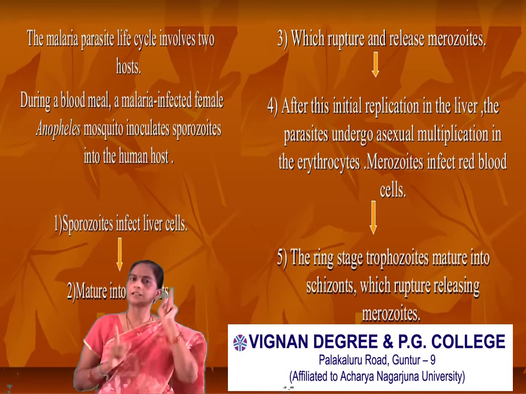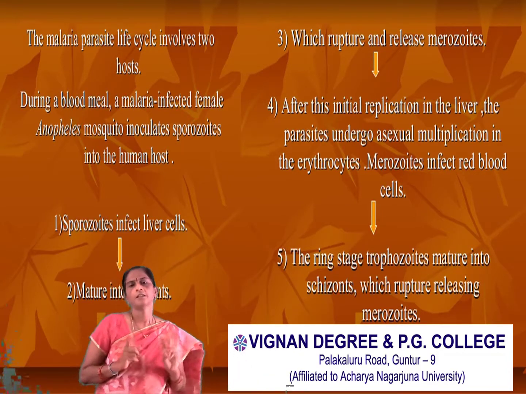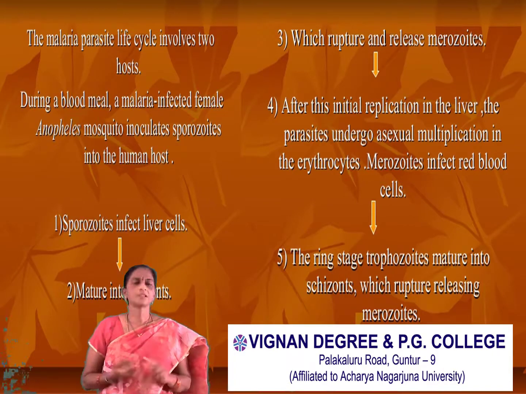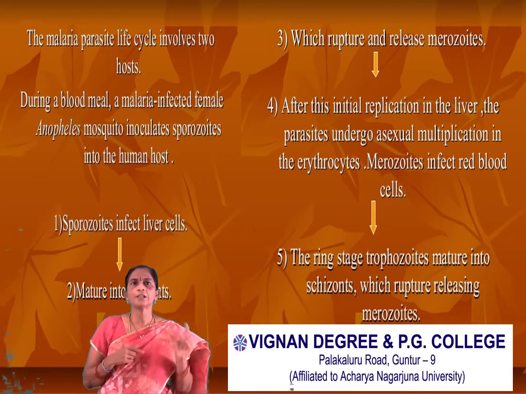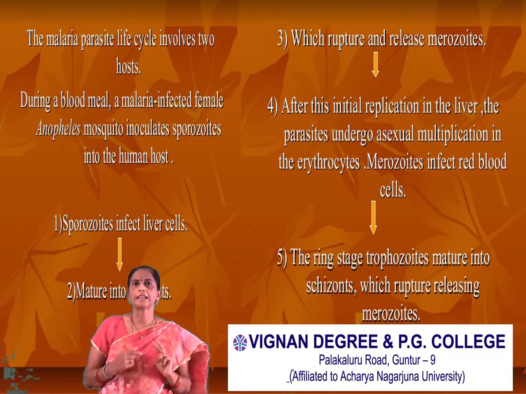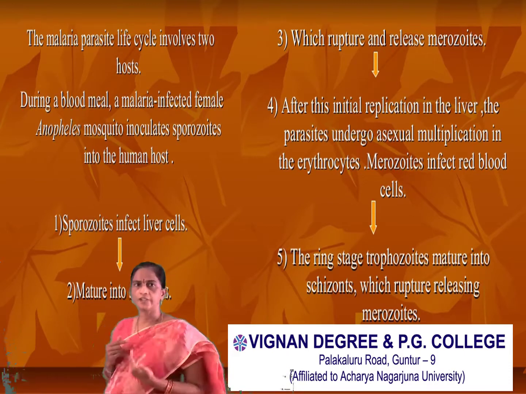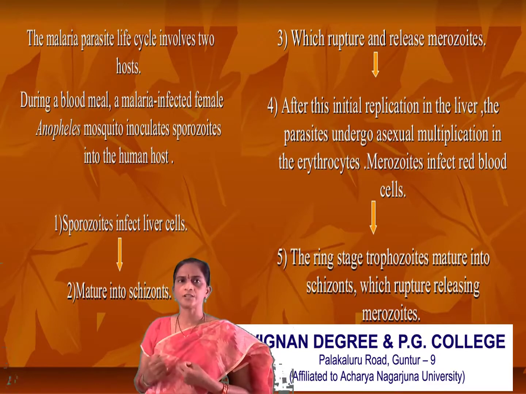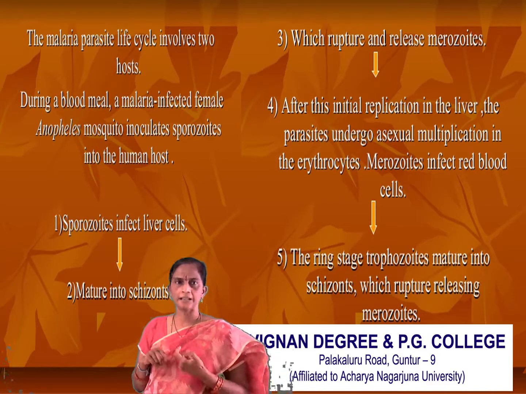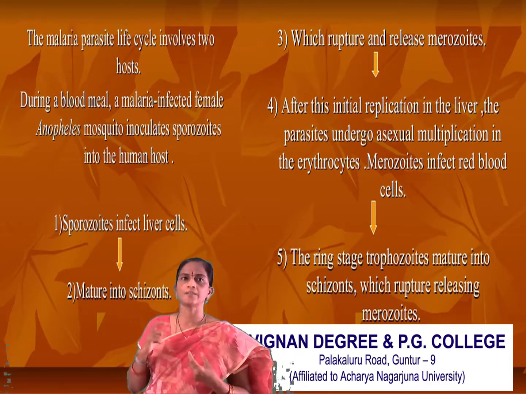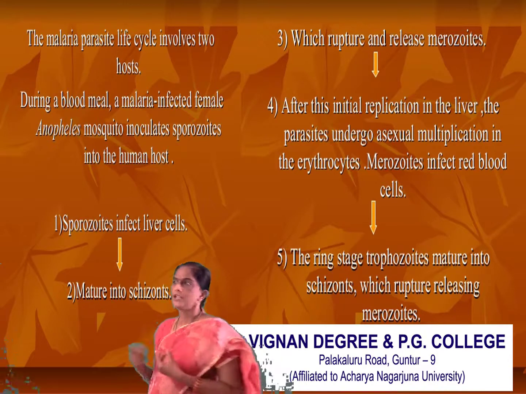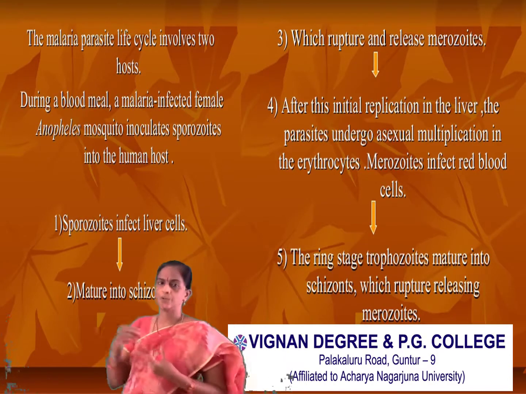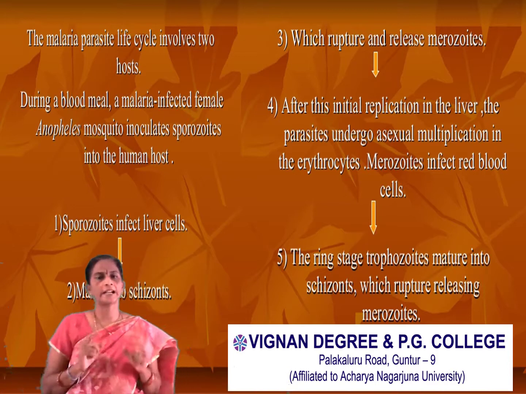Don't forget that it has 2 hosts. One is the intermediate host and the other is the definitive host. During the blood meal, the malaria-infected female Anopheles mosquito inoculates sporozoites into the human host by the bite of the mosquito.